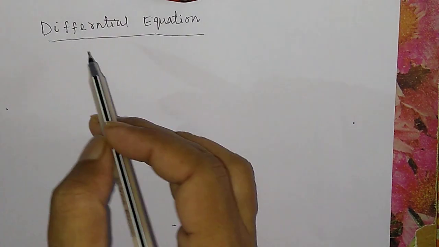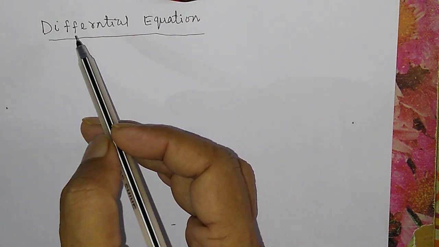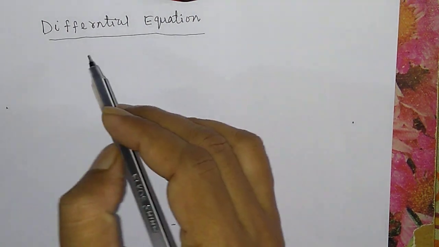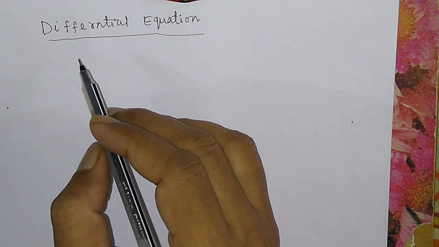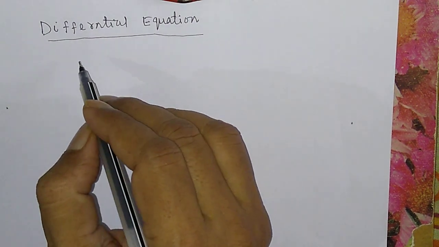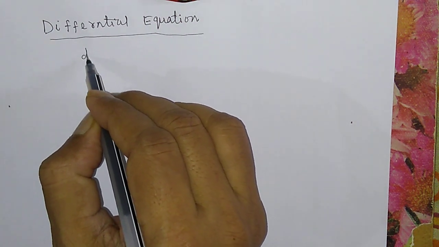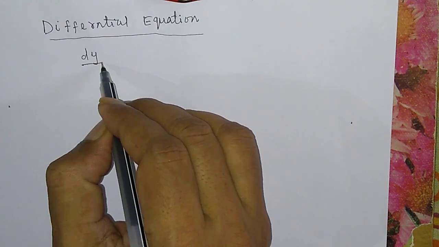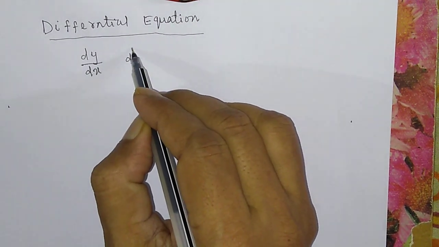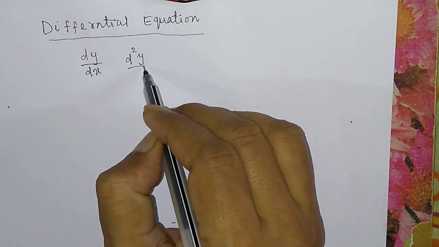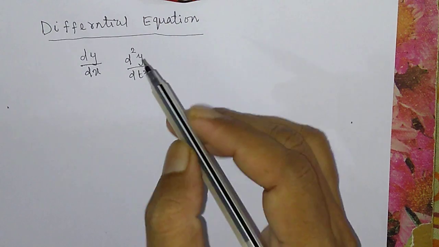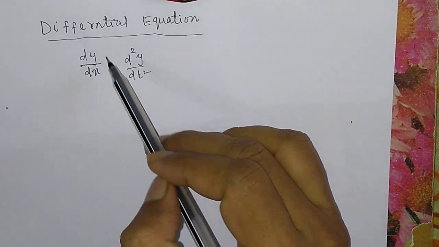In this video, we will discuss the fundamentals of differential equations. So, what is a differential equation? Any equation which involves derivatives is called a differential equation. As you know, suppose the derivative of y with respect to x, or the second derivative of y with respect to t. So this is called the first derivative.